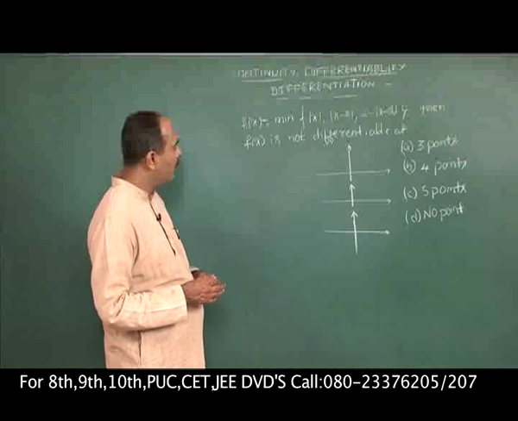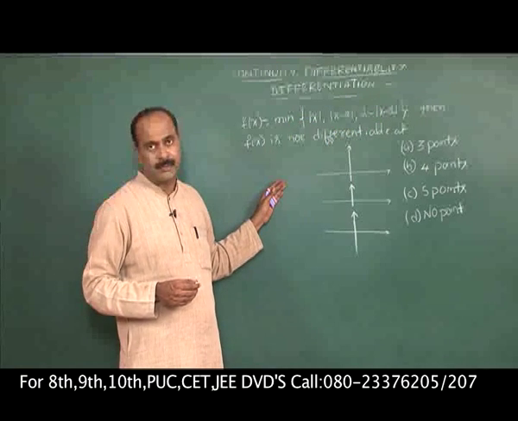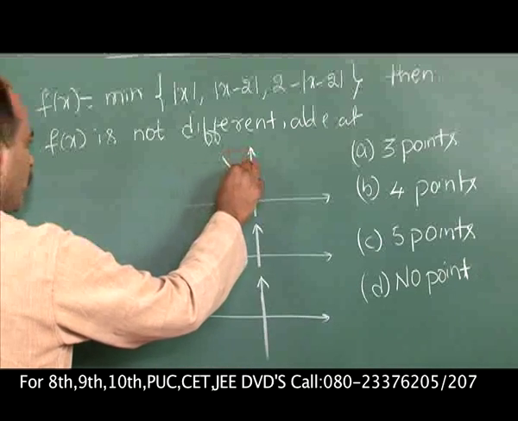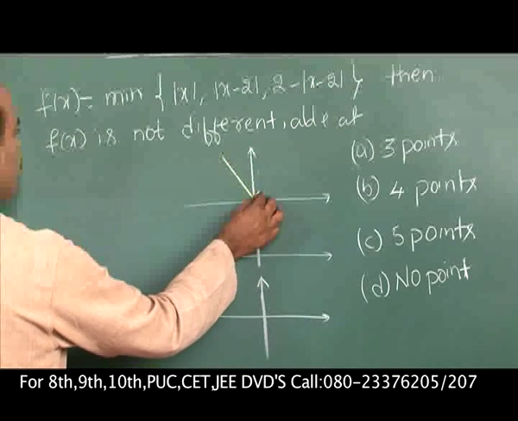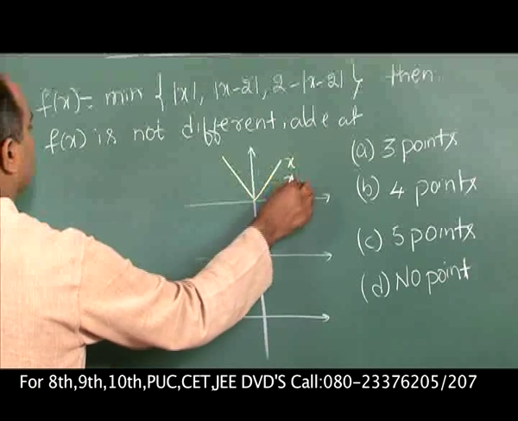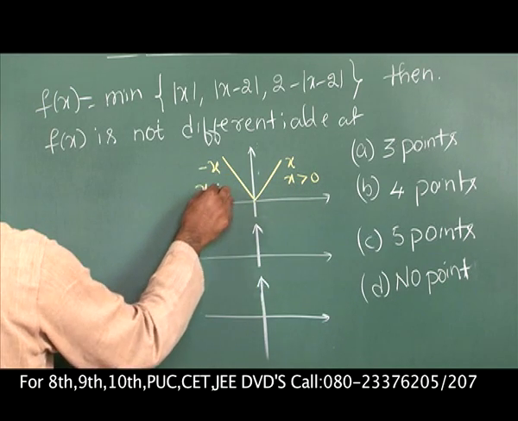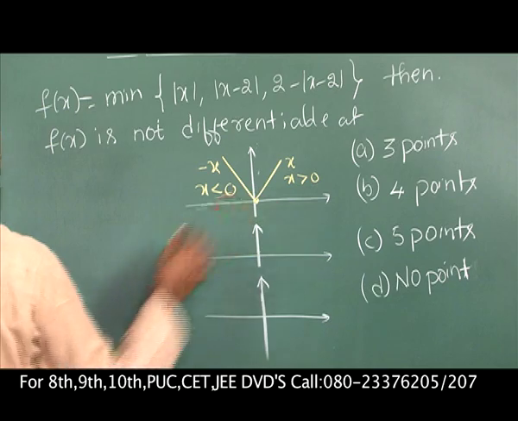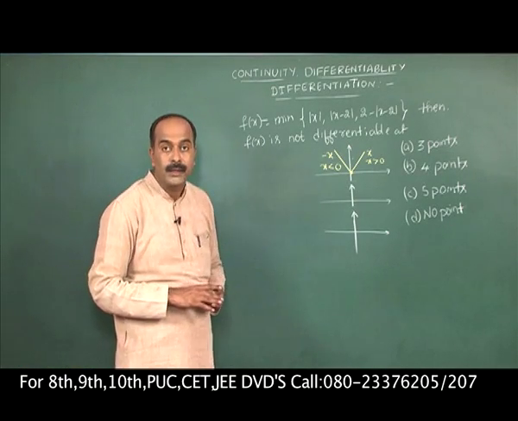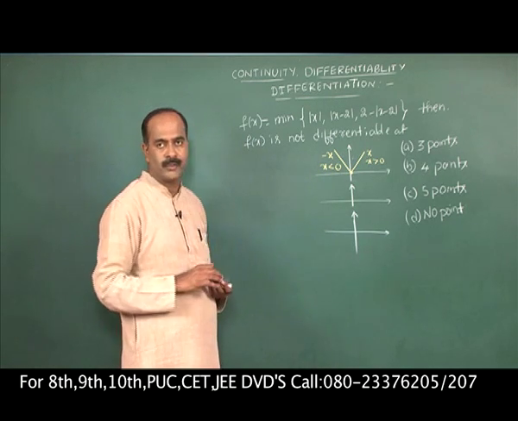Now, let us try to draw the graph of each of these and then we will talk about the minimum of it. First one is f of x is equal to mod x. The graph of f of x equal to mod x is a simple graph like this, and it is equal to x when x is greater than 0 and equal to minus x when x is less than 0. The vertex is at the origin and no doubt it is not differentiable at x equal to 0, but it is a continuous graph. Next one is mod of x minus 2.